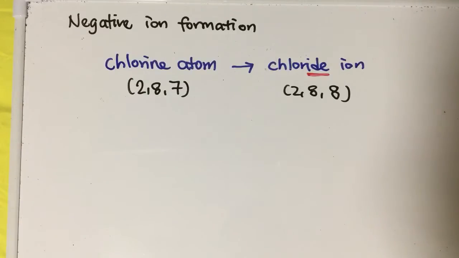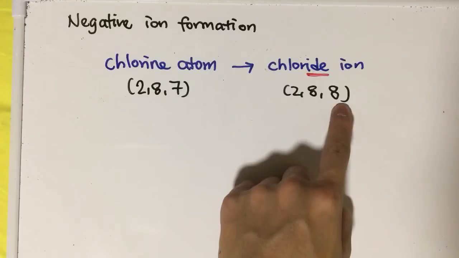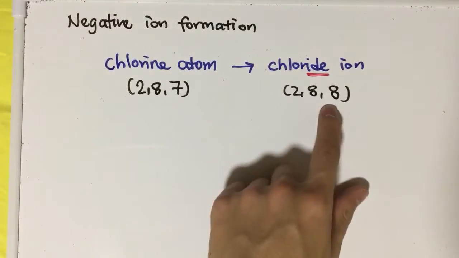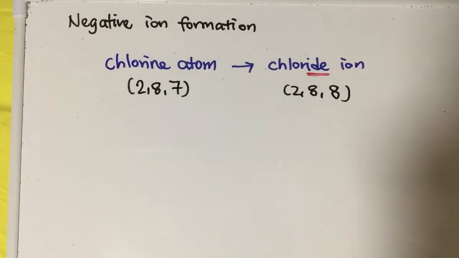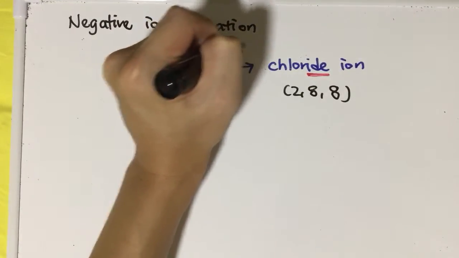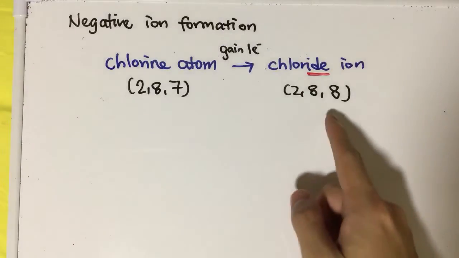The chlorine atom will gain one electron on the outermost shell and become a chloride ion. So after gaining one electron, it will become a chloride ion. You may write down here, gain one electron.